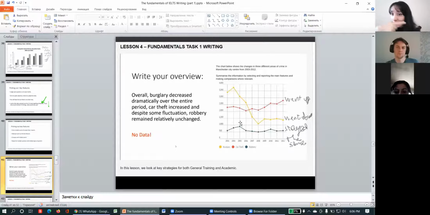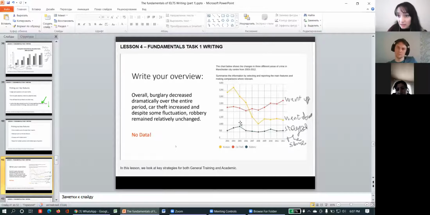And the example is in the left column. You can say overall burglary decreased dramatically. You see, dramatically, the word is used because you see a big change over the entire period. Car theft increased, and despite some fluctuation, robbery remained relatively unchanged. So relatively unchanged. There is maybe a little change, but almost no. Not too much, right?